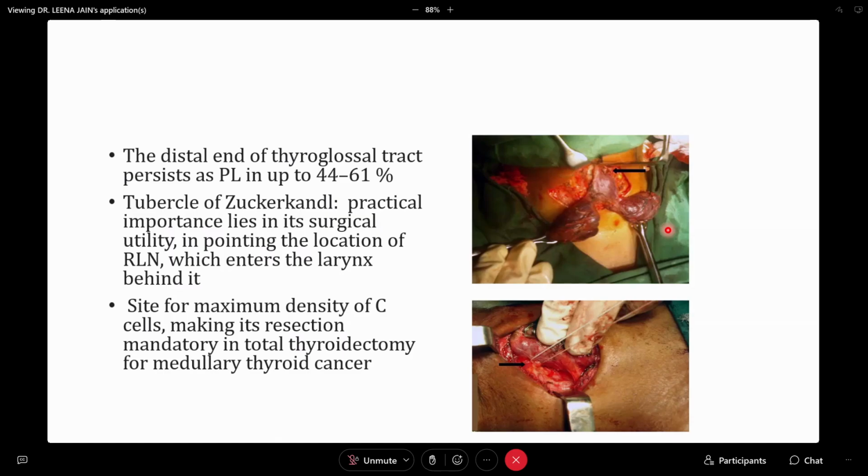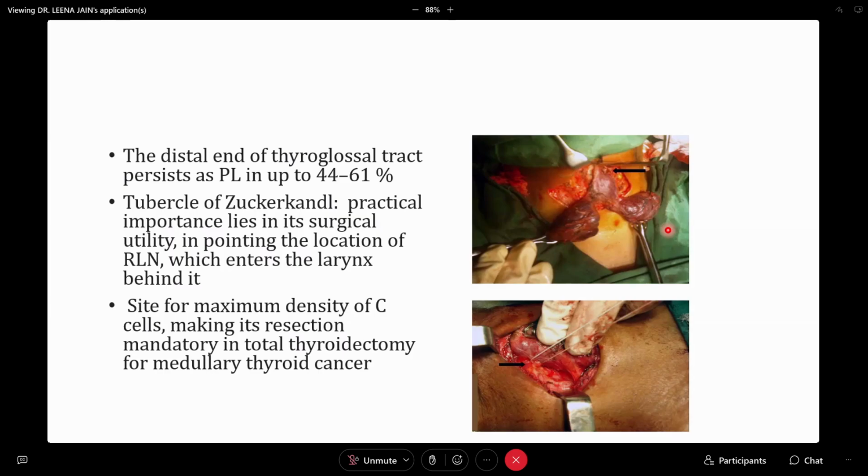What is the importance of the pyramidal lobe? It is the remnant of the thyroglossal duct, the persistence of the duct at the distal end, which is why it lies at the superior border of the isthmus. If we do not remove it totally, it may cause recurrences. Even in toxic nodular goiters there is sometimes compensatory hyperplasia of the pyramidal lobe. Even in total thyroidectomy done for cancers, if we have not identified and removed this fibrous tract, it may cause recurrences.